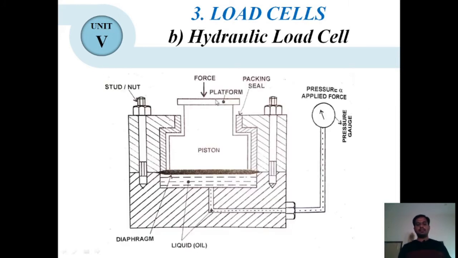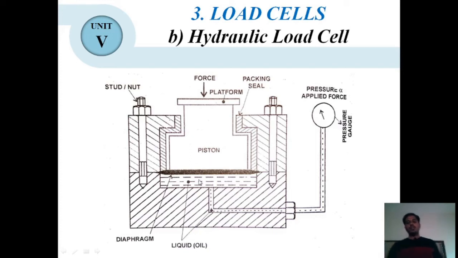So here, this is the chamber, the lower chamber, in which we have placed a liquid or oil. The upper chamber is used to support the diaphragm, that is, it is used to lock the diaphragm in between the piston and the lower chamber. So the upper chamber and the lower chamber are sealed by placing a diaphragm in between them.